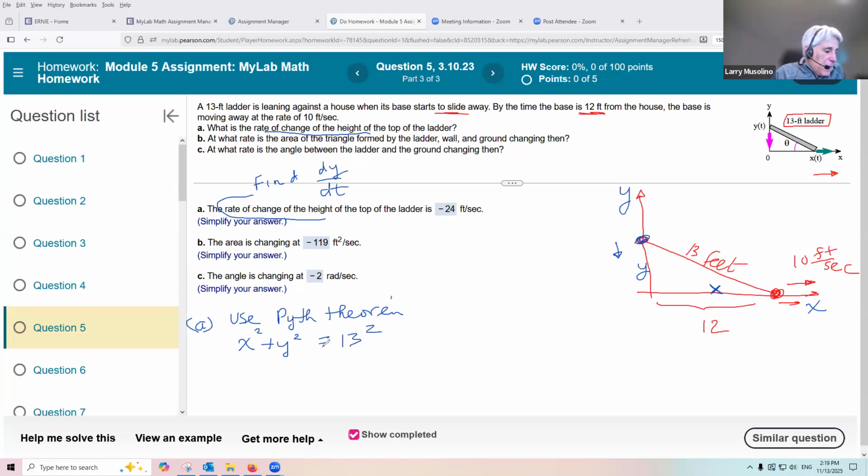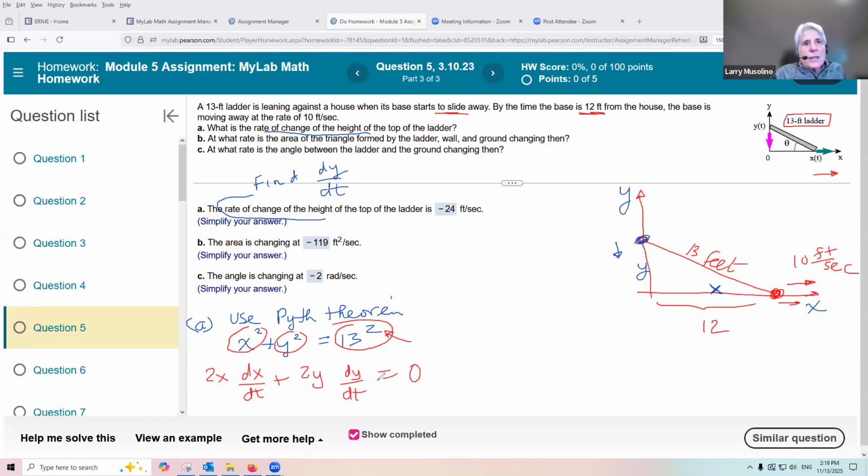All right, well, I'm going to take the derivative of both sides here. I have to take into account the chain rule because both X and Y are changing as a function of time. So when I take the derivative here, I can write this as the derivative of X squared is 2X dx/dt, plus 2Y dy/dt. Now I'm going to set that equal to 0 because this is a constant on the right side. When I take the derivative of 13 squared, that's 0.